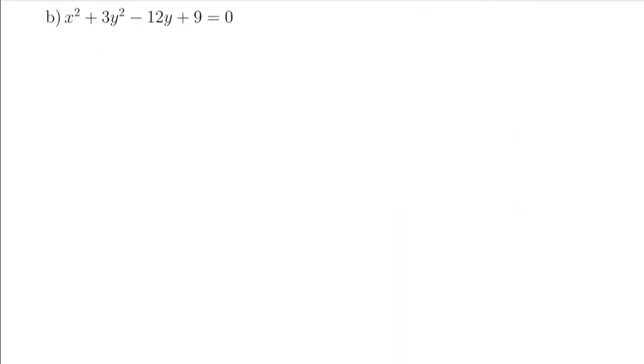With this example, the equation isn't in the form we want it to be in. So the first thing we have to do is manipulate this equation and get it into the form we want it to be in. Doing that involves something called completing the square. There are a lot of different ways to do this, and I'm going to show the way that I like to do it.